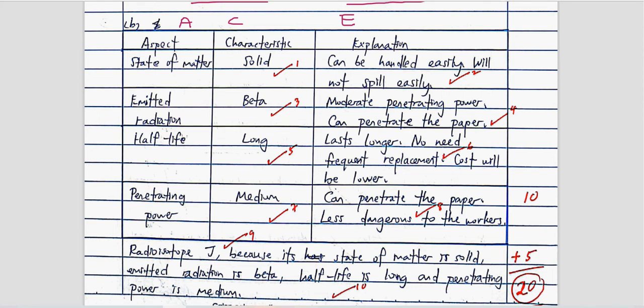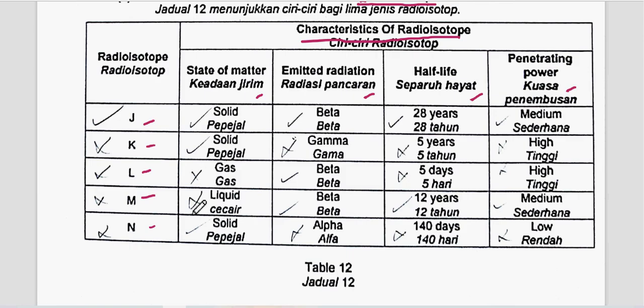Now the aspect just now is state of matter, mestilah solid. If let's say for factory use to detect the thickness of paper, it should be solid. That will be mark 1. And then the emitted radiation should be beta, half-life longer. Sometimes students write the number. In this case, walaupun you look at this, here, state of matter you choose solid, liquid, gas. So just now we choose solid. Good to tick like this. So you can easily see which one is the best radioisotope. Then the emitted radiation should be beta.